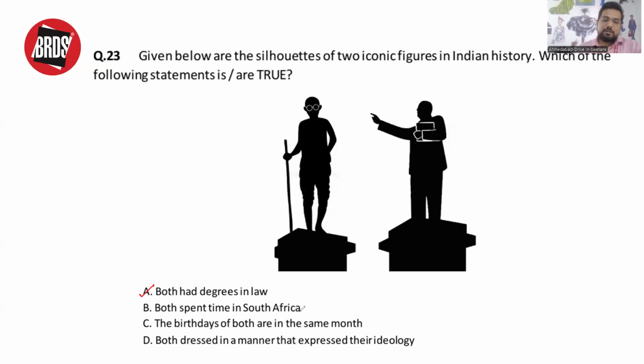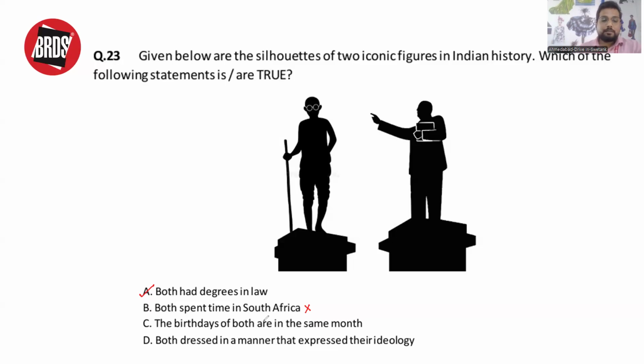Both spent time in South Africa. That is not the correct one. Mahatma Gandhi is definitely very famous for that incident which happened in South Africa, which changed his ideology on the rights of Black people in Africa and India. After that, Mahatma Gandhi came into this whole thing of revolution and asking the government for equal rights. While B.R. Ambedkar visited South Africa, I think, somewhere near the end of the 19th century, but spending time in South Africa is probably not correct.